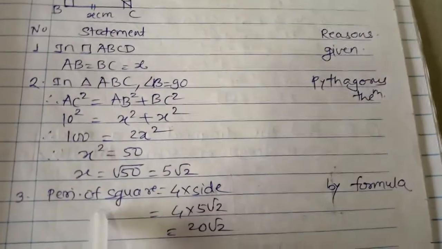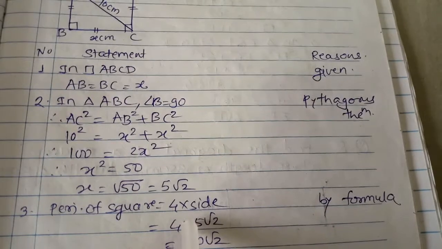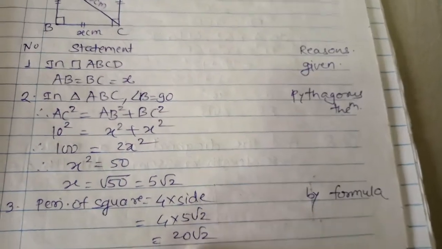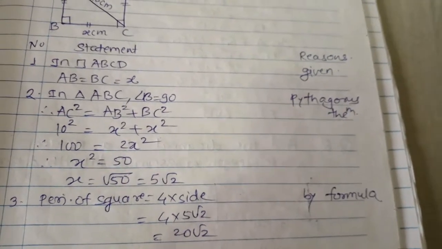Now going to find out the perimeter. You know that the perimeter of a square is 4 into side. So 4 into side, that is 4 into 5 root 2. So we get the answer 20 root 2.